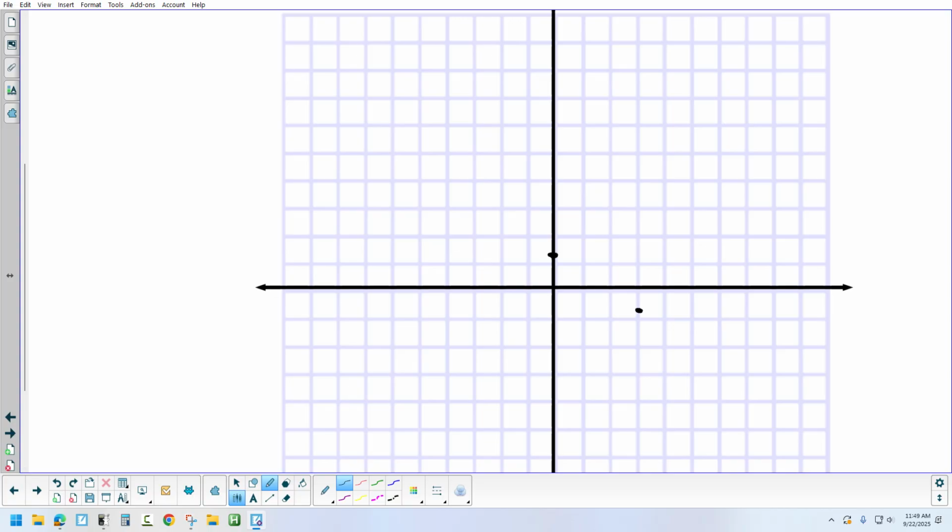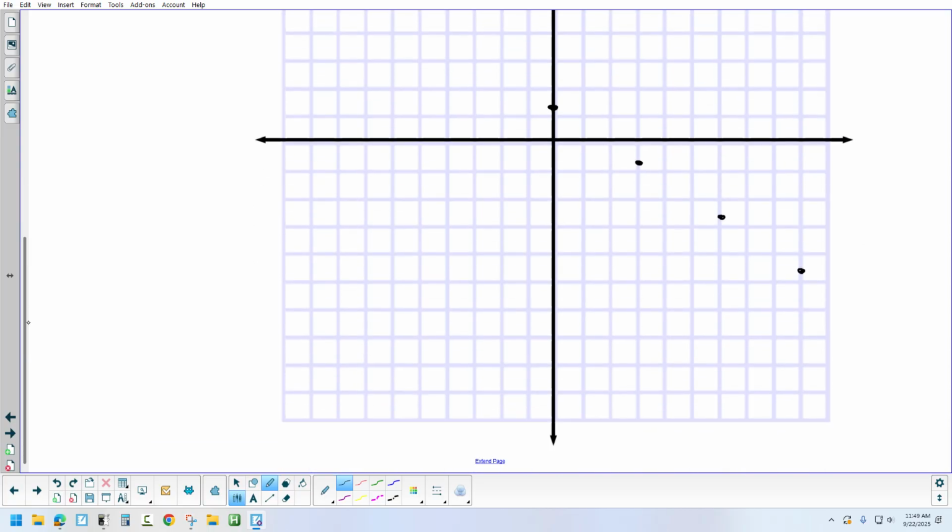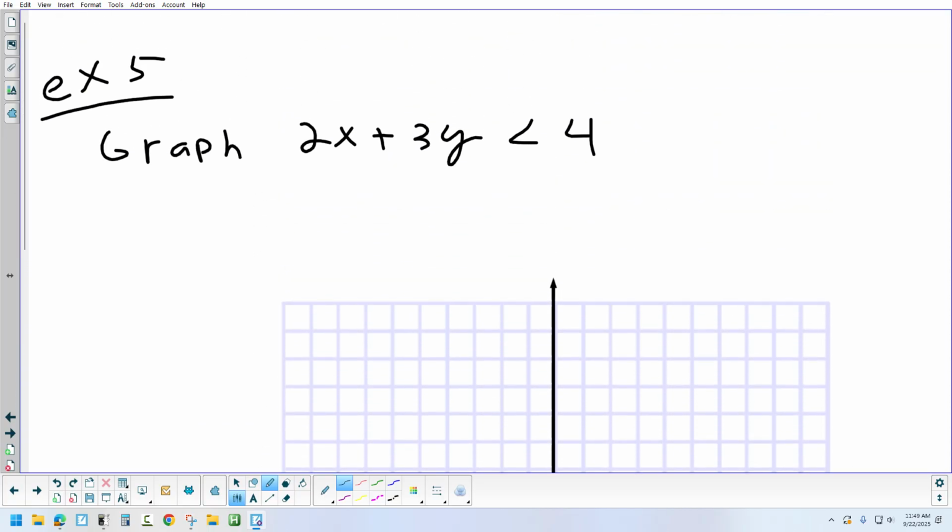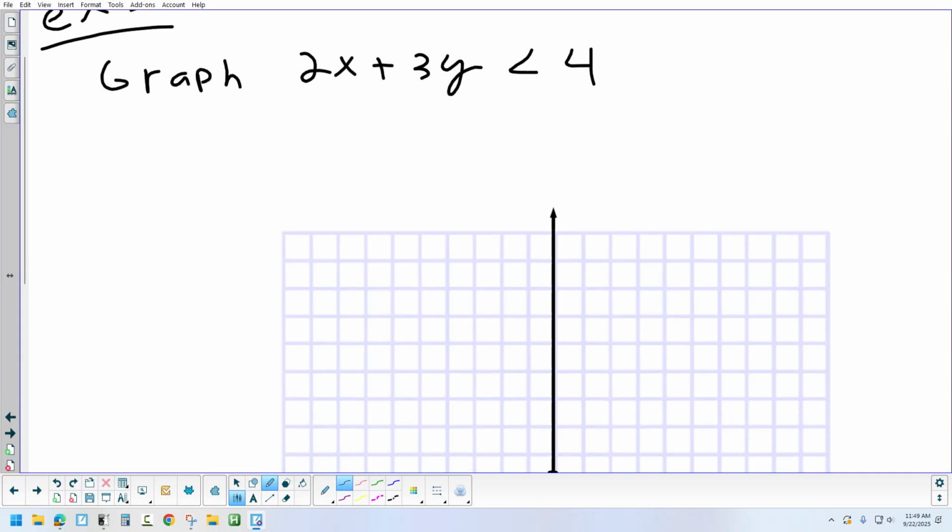Again, it doesn't land on a grid mark, so it's not a terribly nice graph. But let's go down 2, right 3. Do this as many times as you need to. It's good enough. And now we're going to draw our line. Should it be solid or dotted? Caleb? Dotted. Yep, this is going to be dotted.